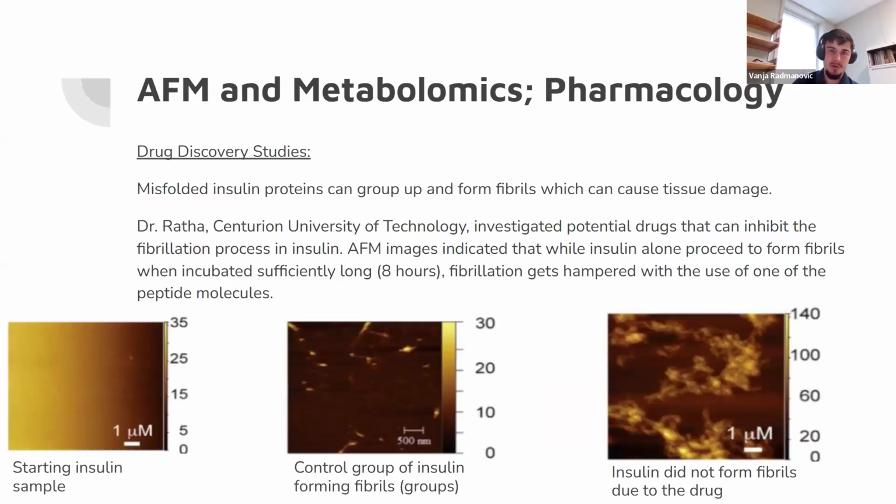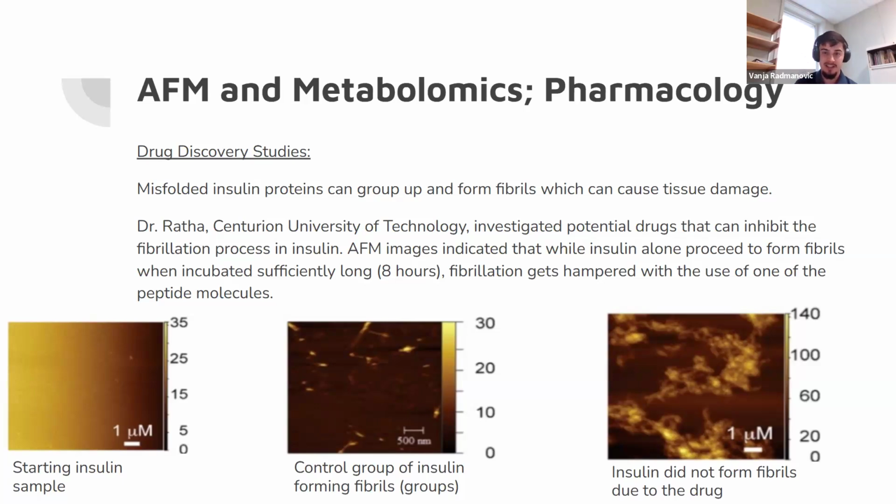And then jumping over to a different area, metabolomics with pharmacology. Here's an interesting example of drugs being investigated with AFM. In this particular example, this paper I found by Dr. Ratha, they were treating diabetic patients with insulin. And insulin is a protein hormone. The problem with it is insulin can fold the wrong way and lose its proper structure. And then once it loses its structure, it can't perform its function to treat diabetic patients.